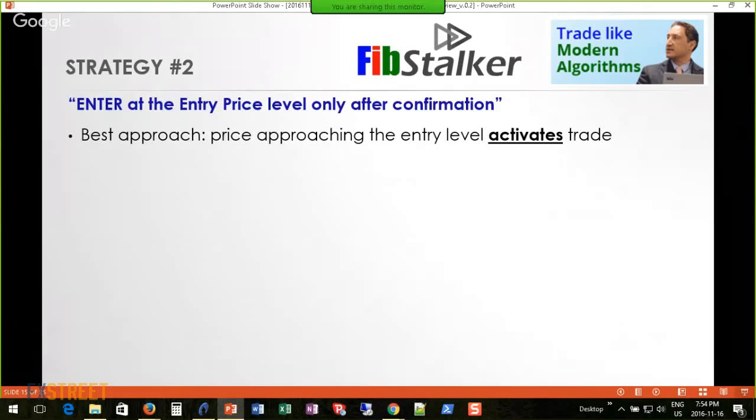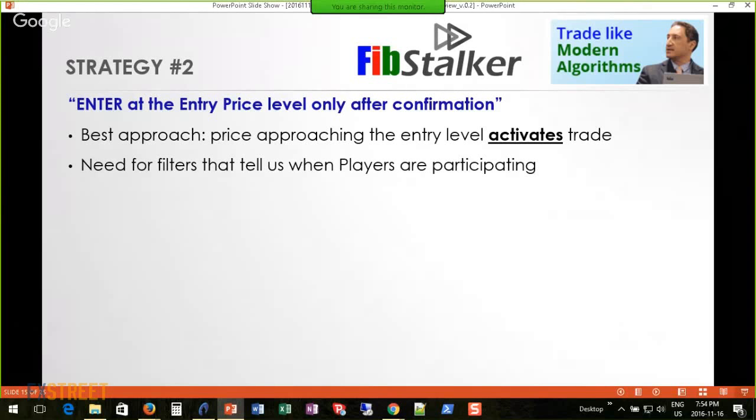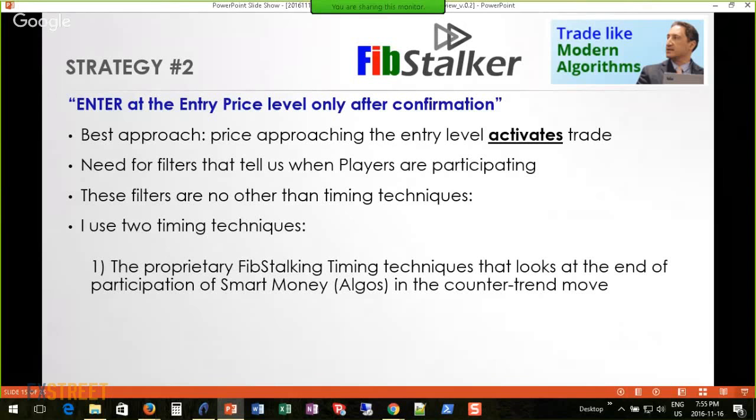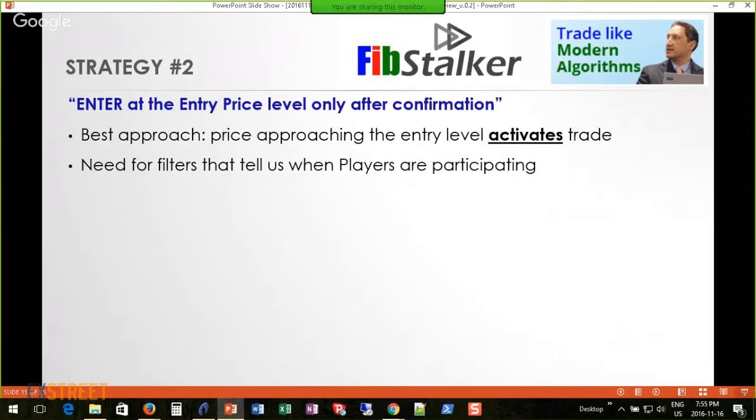The best approach is then to wait for the price to approach the entry level. And again, as I mentioned before, it activates the trade this way. And then obviously we realize that to do that, we need some sort of filters, some sort of devices that help us tell when players are participating at that level. So these filters are no other than timing techniques. And I personally use two different techniques. I use the proprietary FibStalker timing technique that looks at the end of participation of smart money in the counter trend move. What does that mean?